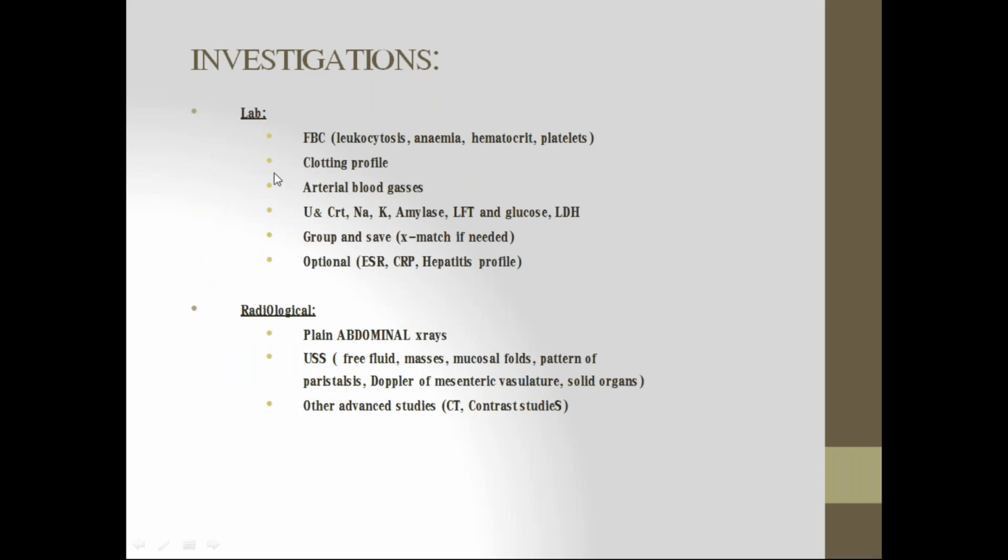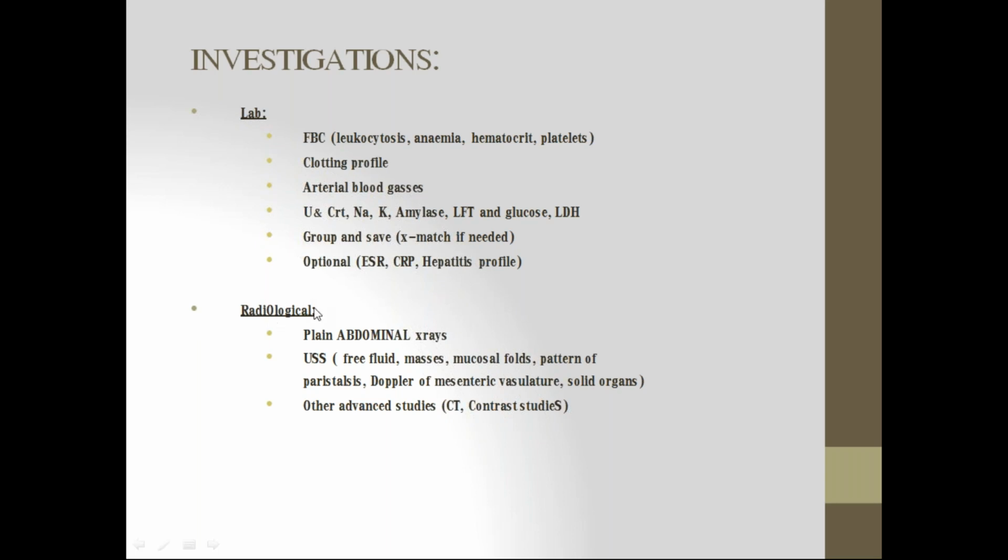Coming to the investigations, first you need a full blood count and clotting profile, and depending upon the condition of the patient, arterial blood gas analysis, creatinine, sodium, and potassium levels. Electrolyte imbalance can also lead to ileus and intestinal obstruction. LFT, glucose, and LDH help to grade the severity. As we are planning for surgery, we need to do grouping and typing of the patient. Optional investigations include ESR, CRP to assess the inflammatory status, and a hepatitis profile before proceeding to surgery.